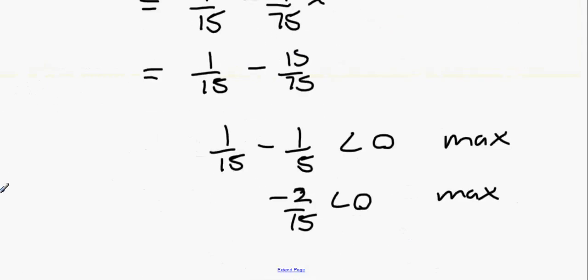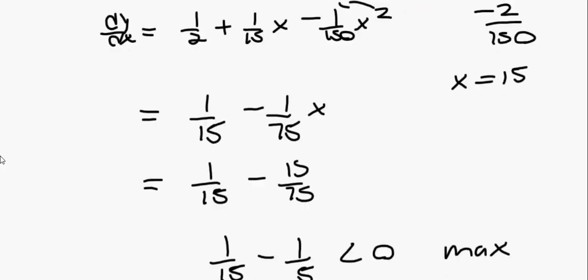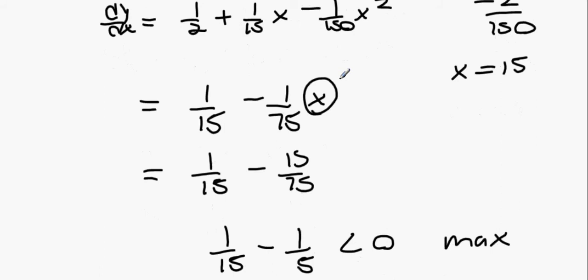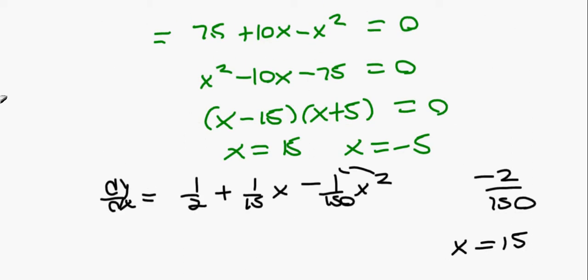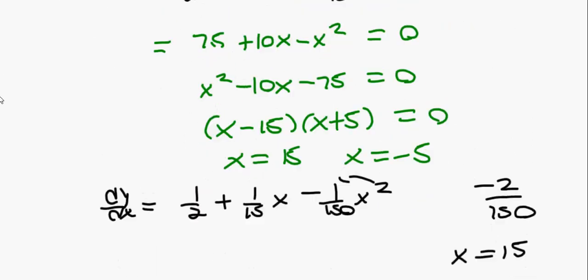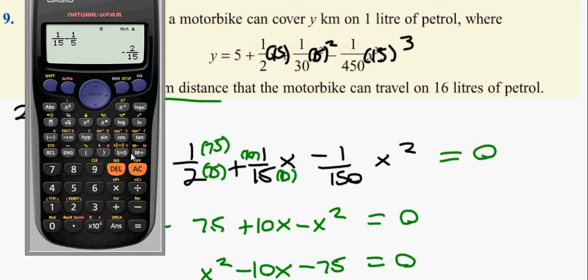Now we've got to find out how much distance it will cover. We also want to verify that the minus 5 is a minimum. If we were to put in minus 5 for this one here, we would have got plus 5 over 75, which would have made a min. So we verified that that's a max and the other one's a min. Now what we're going to do next is replace x equals 15 into the original equation. So that's going to be 15, 15 squared, and 15 cubed. So we'll see what we get here.